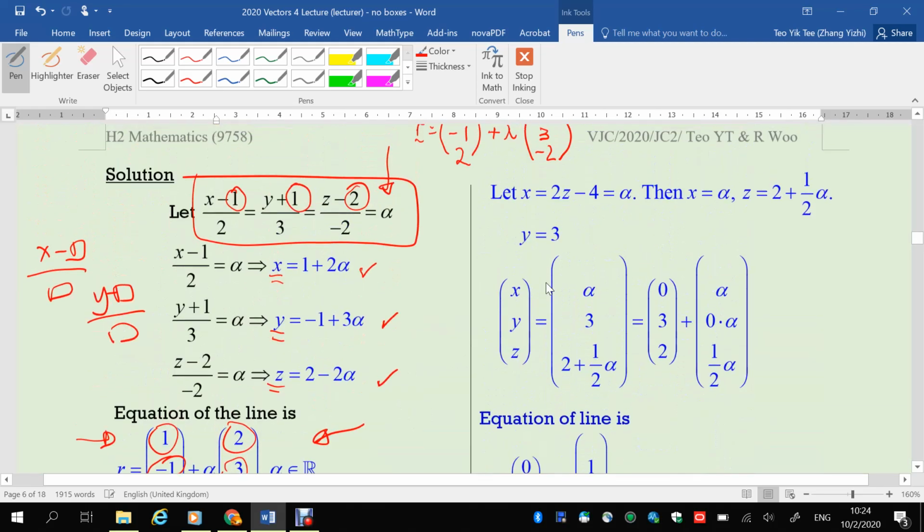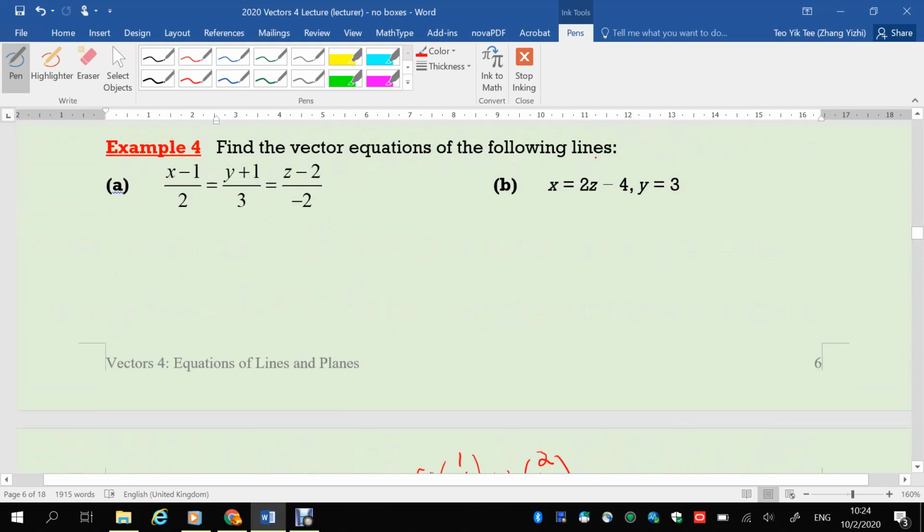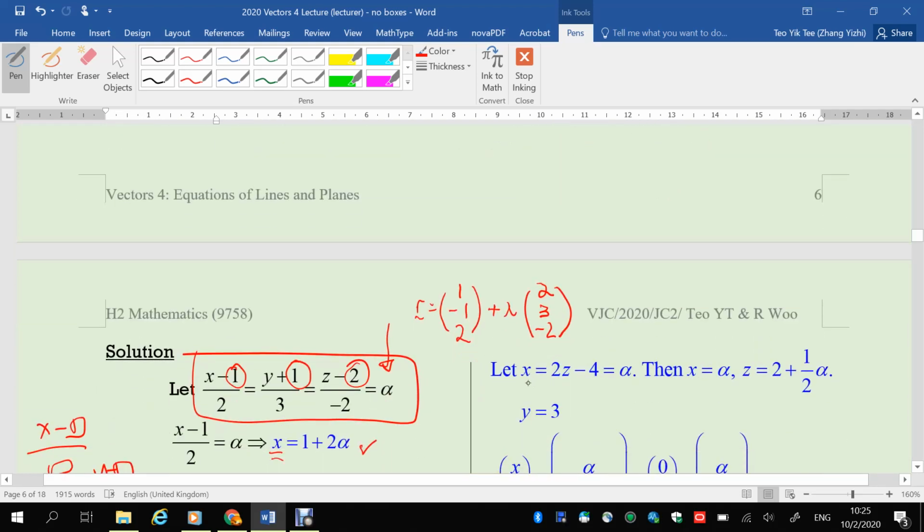So what about the next part, B? If I were to give you things like this, x equals 2z minus 4, y equals 3. So this kind of question looks a little bit more intimidating, but the rules remain the same. Understand that y is always equal to 3 and x is equal to 2z minus 4. So let x equals 2z minus 4 equals 3. This is your standard procedure. And then if x is equal to alpha, z will be 2 plus half alpha. And don't forget, y is always equal to 3.